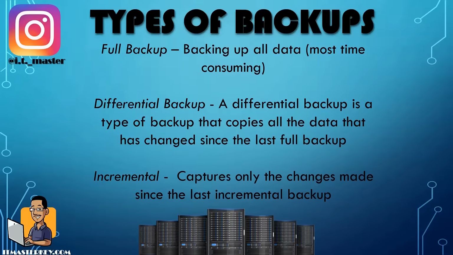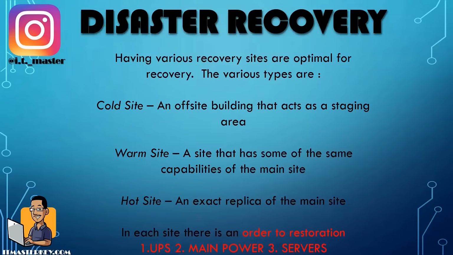Okay, so differential, then you have incremental. Incremental captures only the changes made since the last incremental backup. Okay, so full backup, whole shebang. Differential only saves the stuff since the last full backup. Then the incremental only saves the stuff from the last incremental backup. All right. And all of this stuff, like I said, improves fault tolerance and creates redundancy. So you have the same file saved over and over again. So if you lose it, you always have those backups.